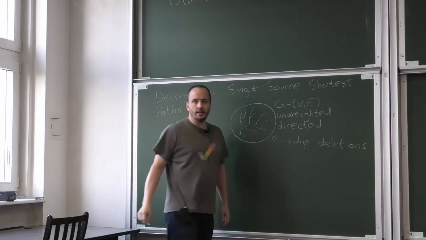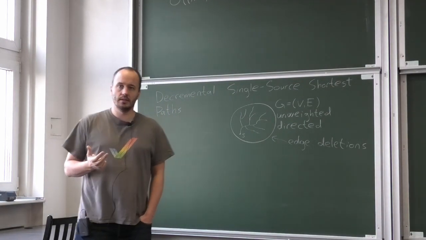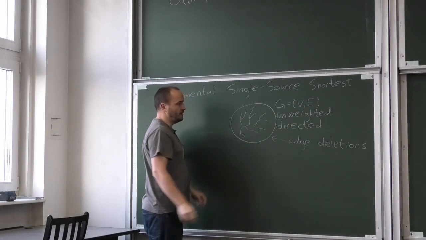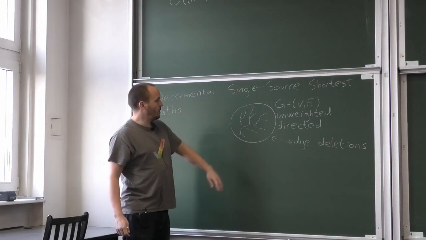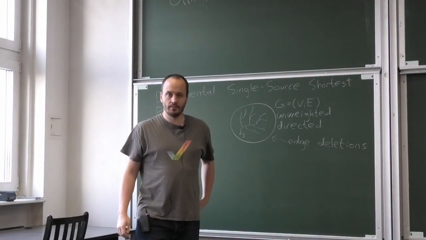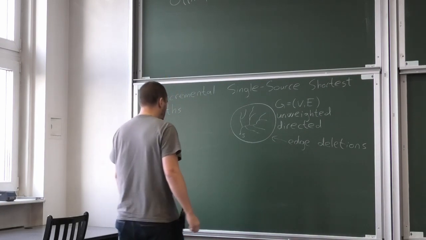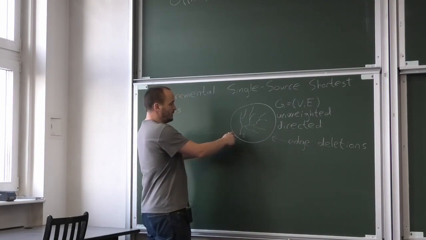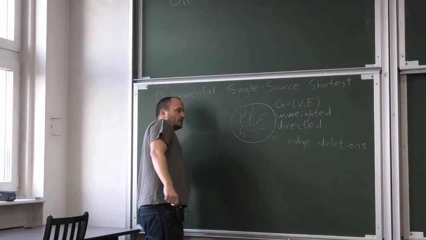And unlike the structure yesterday where we had this limit on how much we could delete from the graph, here we allow any number of edge deletions. So basically all the way down to the empty graph where there are no edges left. And what we're interested in is the total time to maintain these trees over all edge deletions.